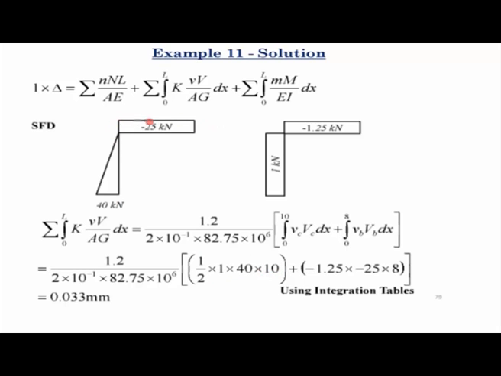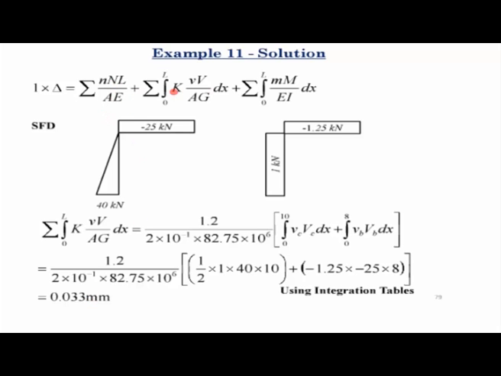Now in the horizontal member, both under applied loads and virtual loads, the variation of shear force is uniform. So here it will be 25 into 1.5 into 8. That is the deformation due to shear action being considered here. K is constant for both the members, A and G are constant for both the members. So we just take them outside the bracket, and if we calculate this, it comes out to be 0.033 millimeters.